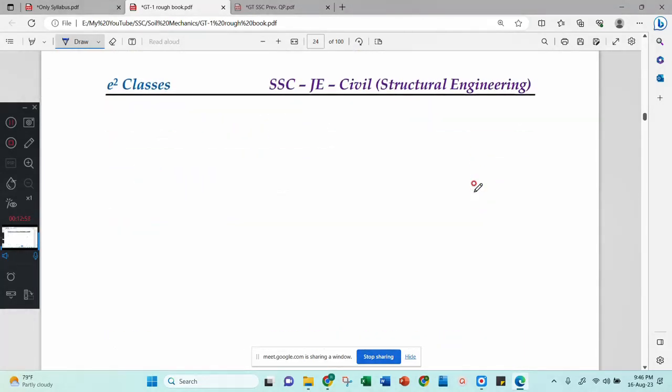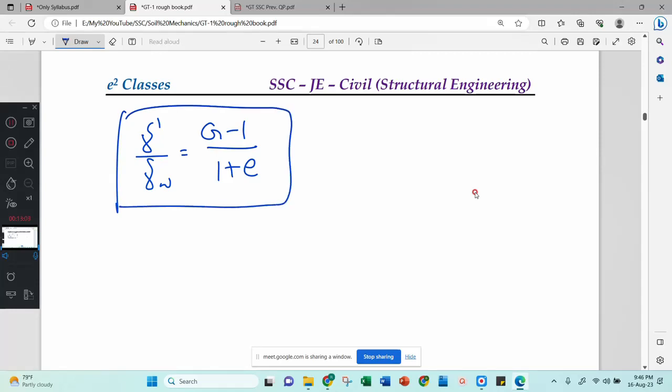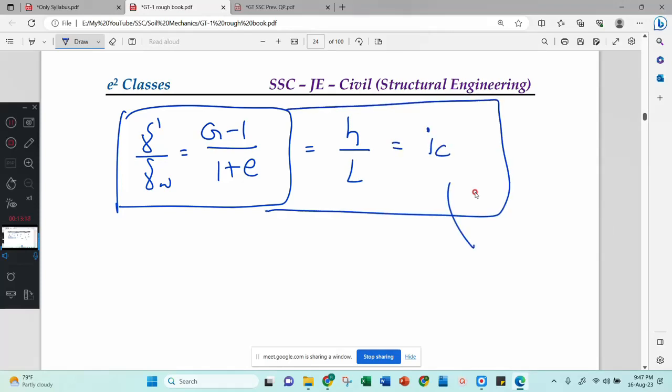That equation is gamma dash by gamma W equals (G minus 1) divided by (1 plus e), which is nothing but H by L. That is nothing but i_c. This i_c is called the critical hydraulic gradient. Why is it called critical? Because at that time boiling is happening. Water is neither spilling out nor going down. Therefore it is called boiling, and therefore it is the critical hydraulic gradient.